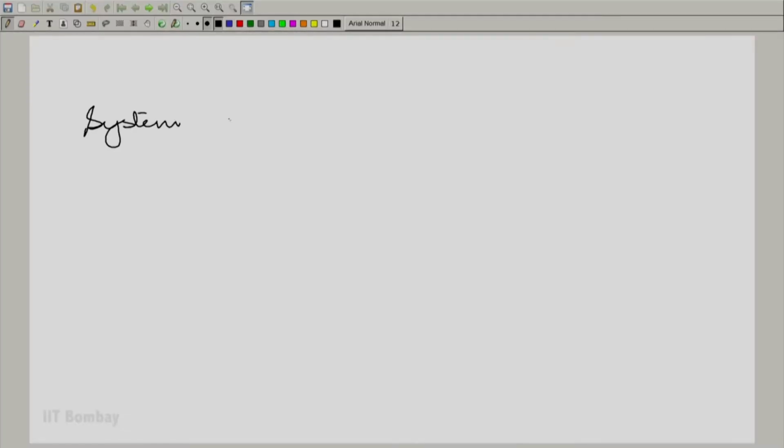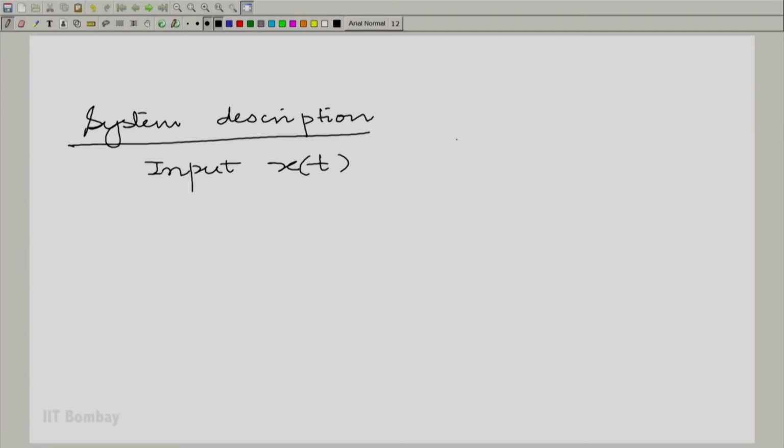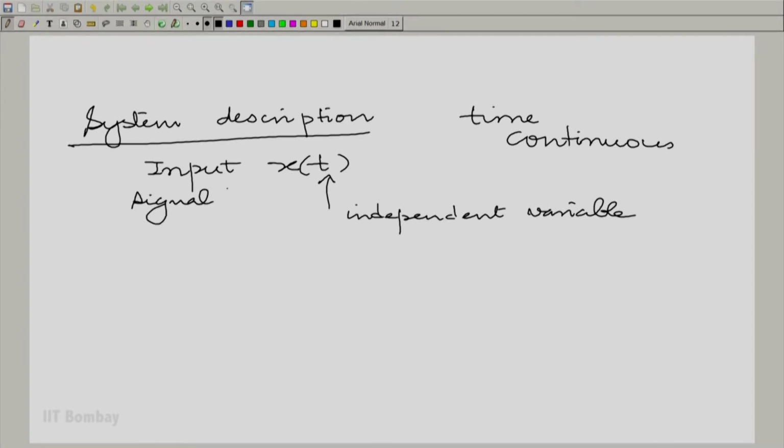What is that description? Let us write it down. So, in fact, here I bring in the notion of a system description. Let us denote the input as a function of time by x of t. Of course, here I am talking about time being continuous. For the moment, we will only concentrate on a continuous independent variable. This is an independent variable, and the input signal is essentially a function of the independent variable, a dependent variable dependent on the independent variable.